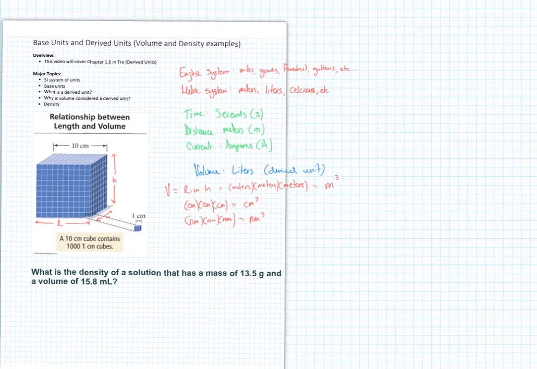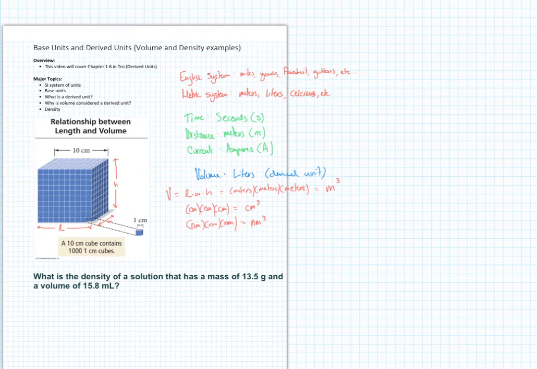Another common derived unit is density. Density is an intrinsic property of a material. If you see something floating on top of the water, it tells you that the density of whatever that object is is less than the density of water. If it sinks down to the bottom, the density is higher than the density of water. Water happens to have a density of 1.00 grams per centimeter cubed.